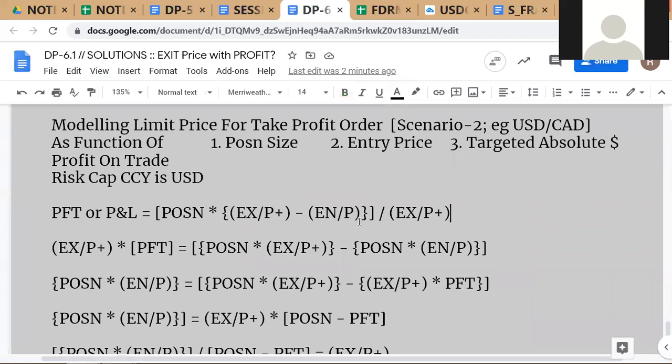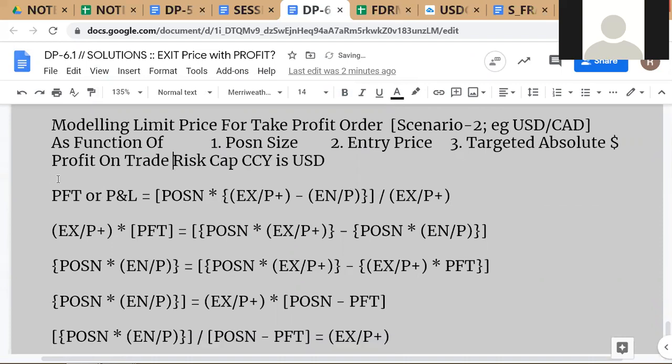This PNL that is generated, this is your basic PNL expression: position times exit minus entry. That has to be adjusted to convert the PNL, because we always want the PNL in the risk cap currency. So we have to divide the risk cap currency by the exit price. That will give you the dollar value of the loss or the profit at the time of exit.